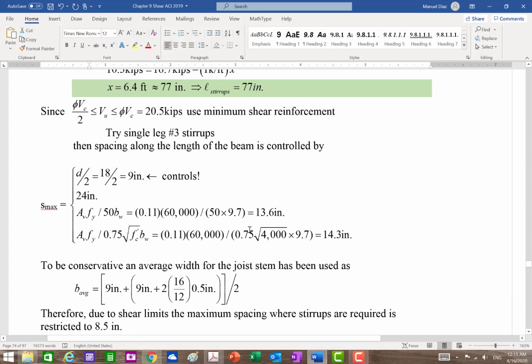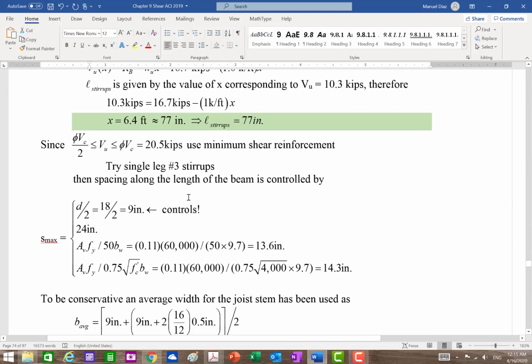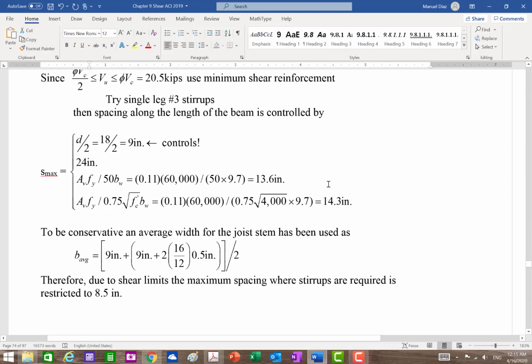Remember that out of these two, the lowest value controls your A_v minimum spacing. Okay? So 13.6 is the spacing to satisfy minimum values, but to satisfy my design it is 9 inches. Okay? So 9 inches is the spacing I have to use to satisfy my design.